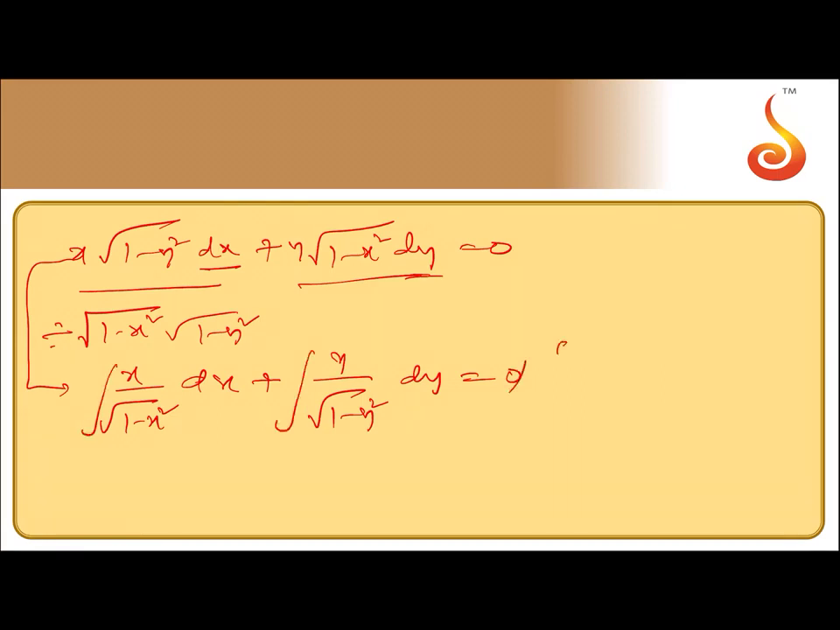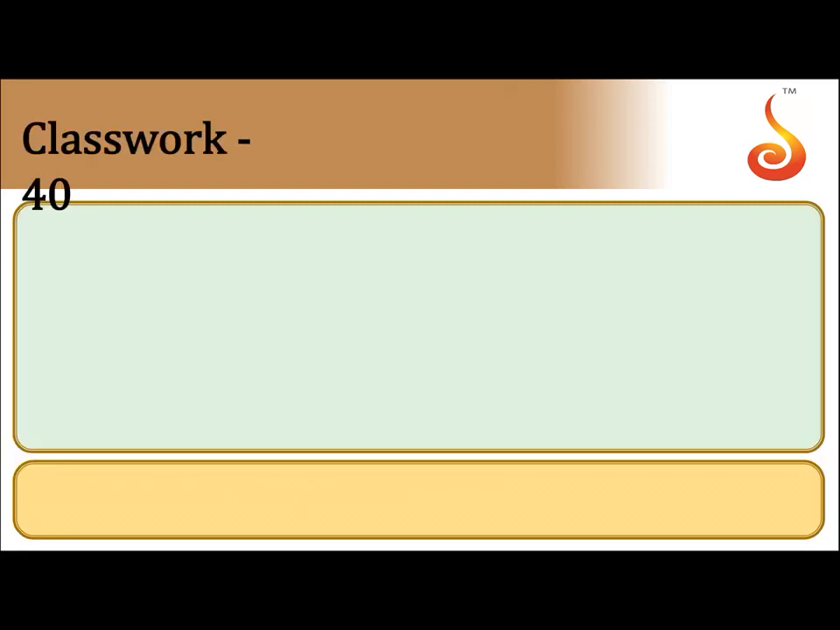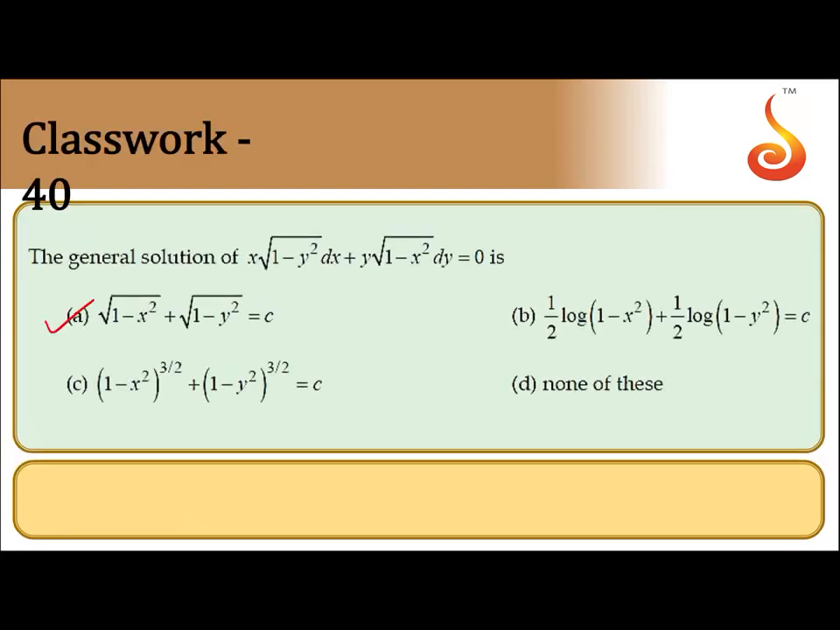Now integrate and replace it by a constant. This is nothing but minus root of 1 minus x square, minus root of 1 minus y square, because this derivative is this one, and minus c. Cancelling the minus sign, you will be getting root of 1 minus x square plus root of 1 minus y square is equal to c. So the answer is option A.